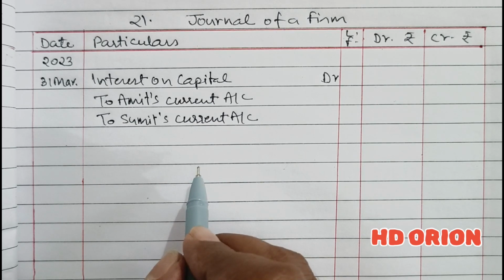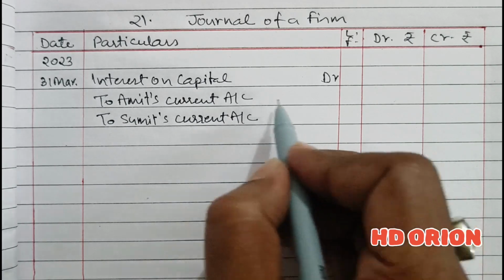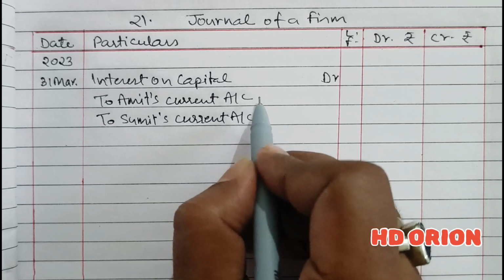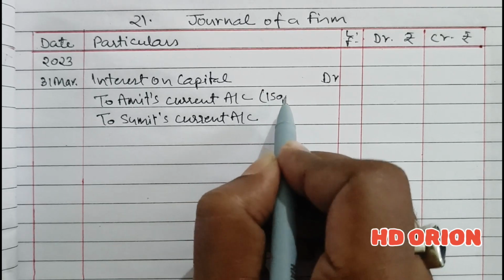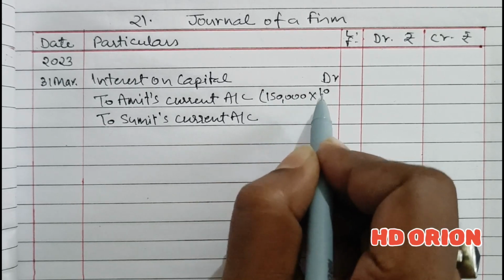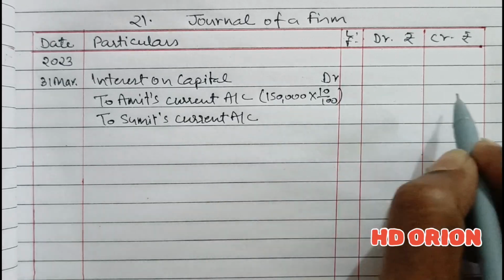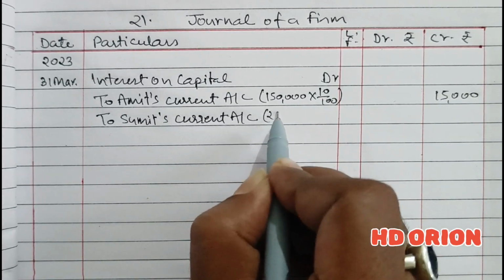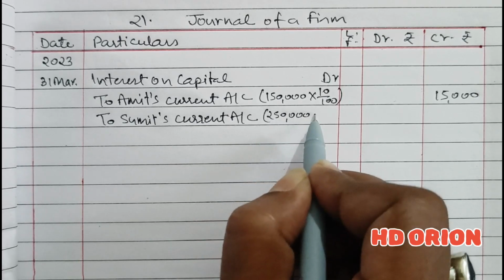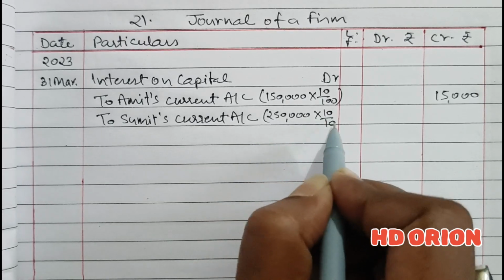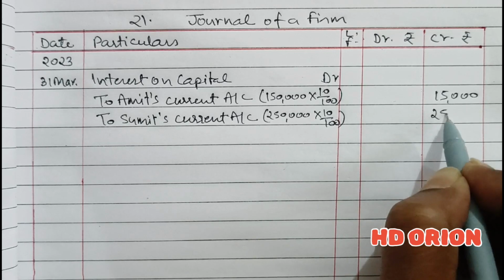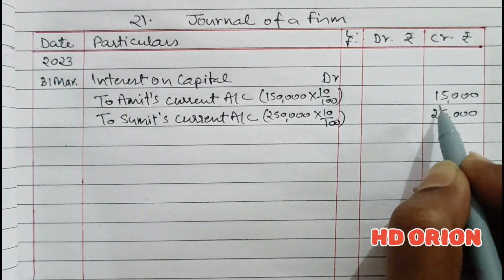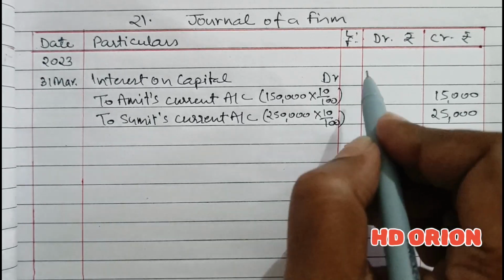Now their capitals are 1,50,000 and rupees 2,50,000. So 1,50,000's 10% is 15,000 rupees and 2,50,000's 10% is 25,000. For the whole year we are providing it. So in total it is 40,000.